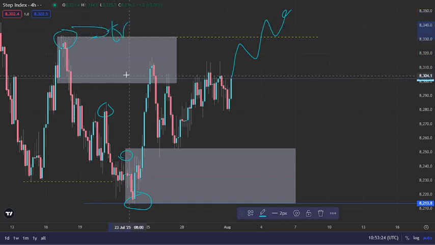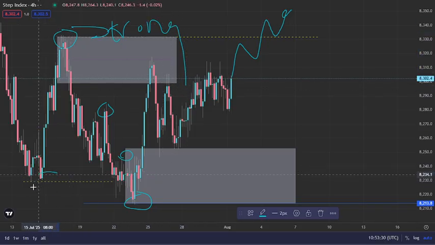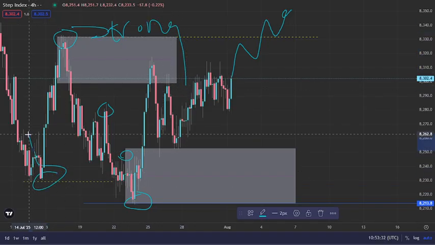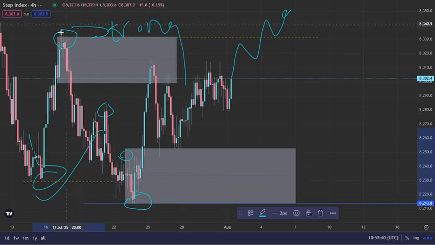Why is this a strong structure? It is a strong structure because it was able to break this low. It is as simple as that. Very simple. It was able to break this low. We have here a low and here a high. This is the bearish market structure.